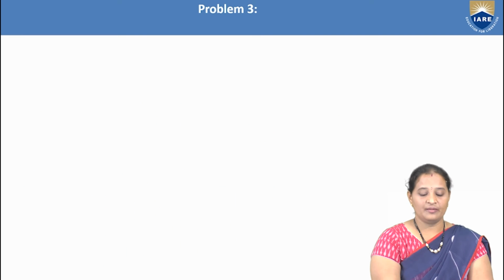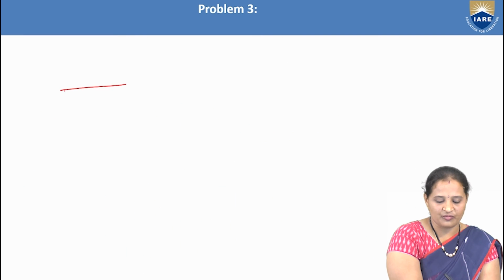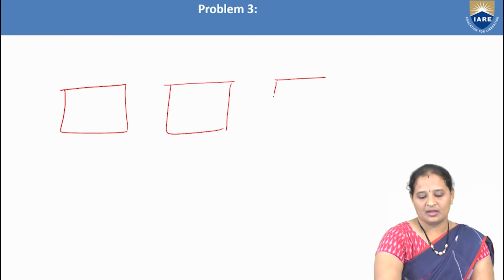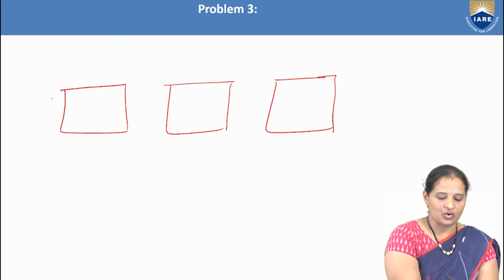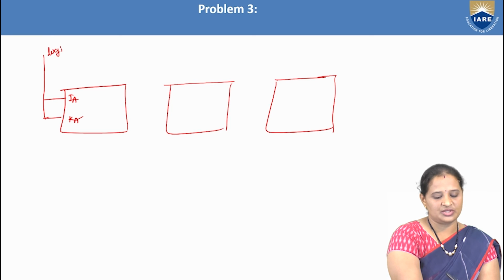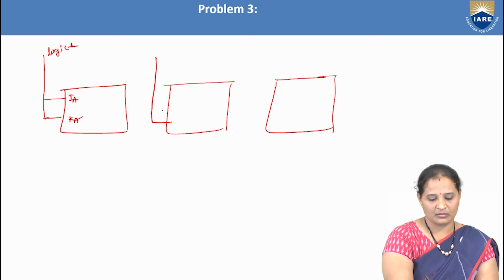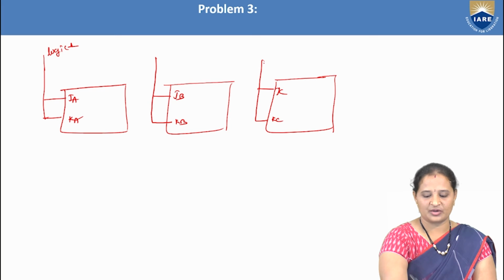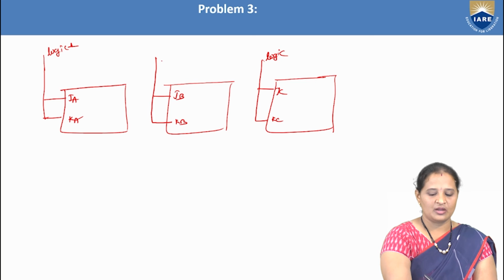Now we need to draw the logic circuit. So what do we have to take? We have to take 3 JK flip-flops here. All the 3 JK flip-flops' inputs, that is the J and K inputs, are connected to logic 1. This is JB, KB, and JC, KC. So all the flip-flop inputs are connected to logic 1.